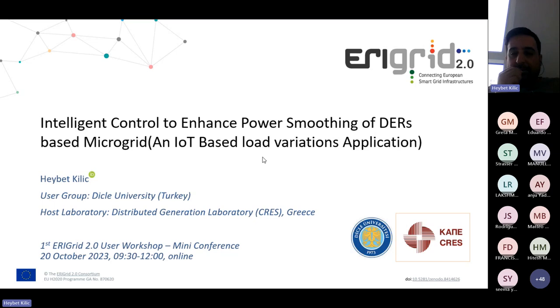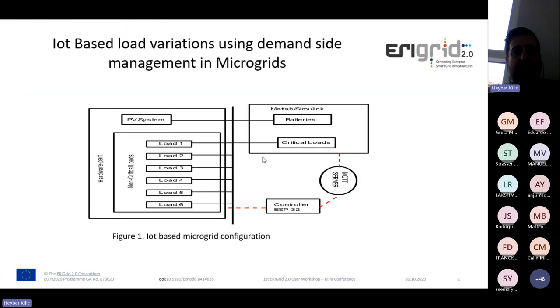Okay, hello to everyone. The project proposal is intelligent control and power smoothing of feather-based microgrid. In this presentation, I mention the part of our proposal that we implemented in the CREST in Greece. Thanks to ERIGrid for providing this to people to implement this proposal. I'm Mehmet Koç from Lille University, Turkey. And this is the part of the project.